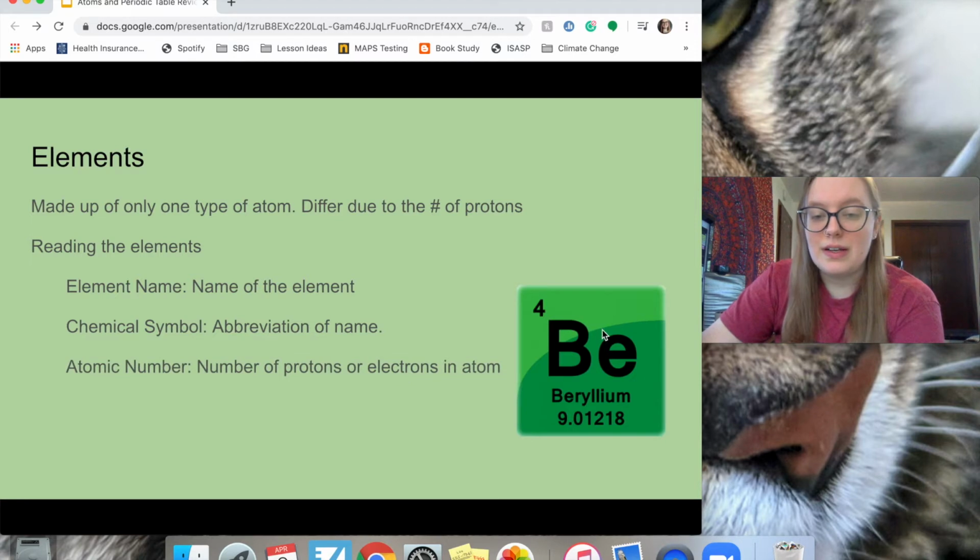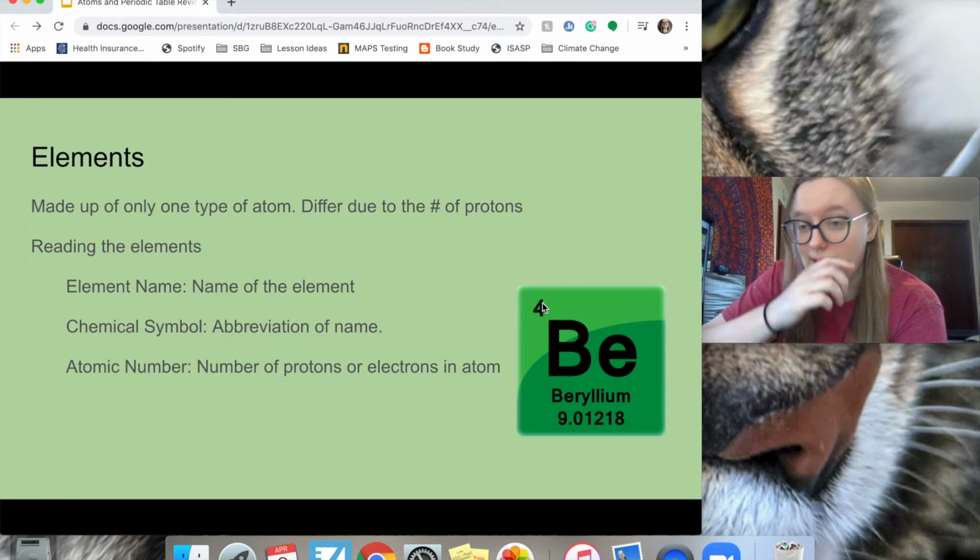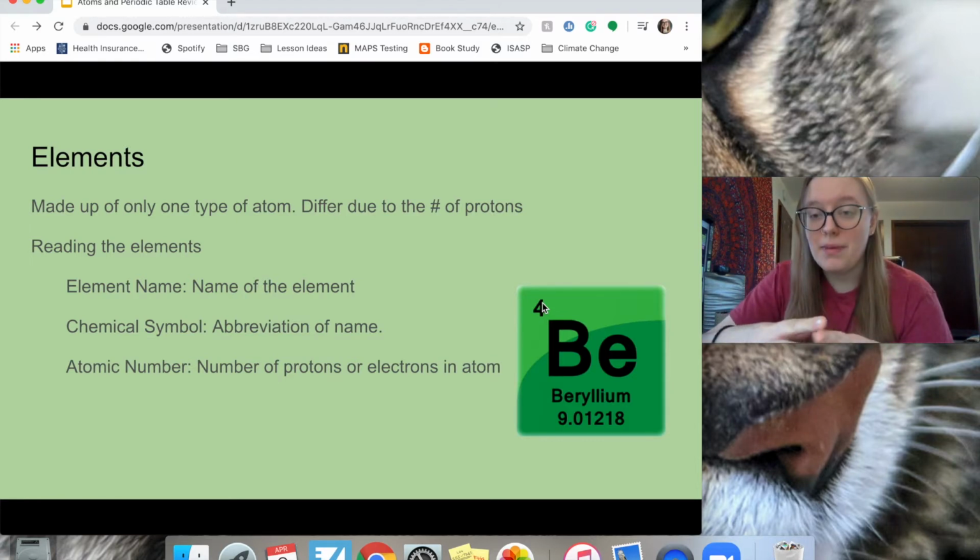We have our atomic number, that is the number here in the top left-hand corner. This shows us how many protons and electrons are in an atom. And when I say that, I mean not both of them combined. That means that this one has 4 protons and 4 electrons.